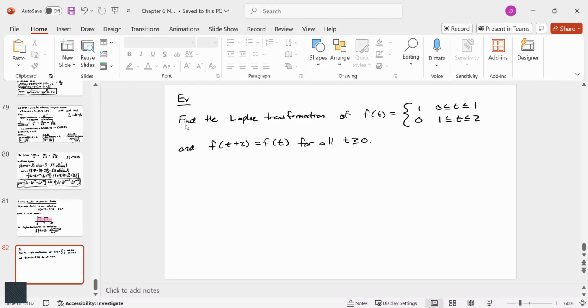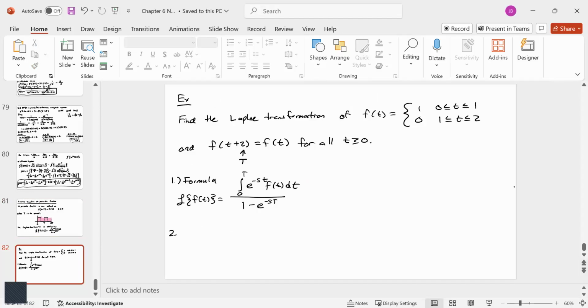So what tells you that it's periodic is the fact that they mention f of t plus 2. So this right here is the period of the function. That's capital T. If I did 3, it would just be T equals 3. So step 1 is the formula. The Laplace transformation of a periodic function will be equal to 1 minus e to the negative s times the period, and then the integral from 0 to the period, e to the negative st, f of t dt.